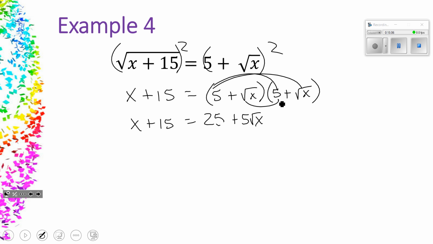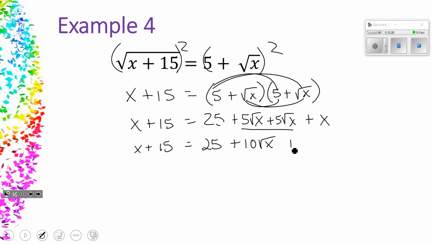What's square root of x times 5? Same thing. What's the square root of x times square root of x? x. Very good. Any questions on that? Combine your like terms. So that's going to be 10 times the square root of x.